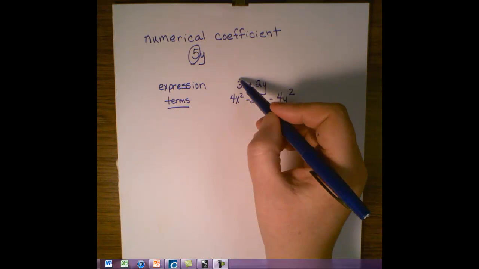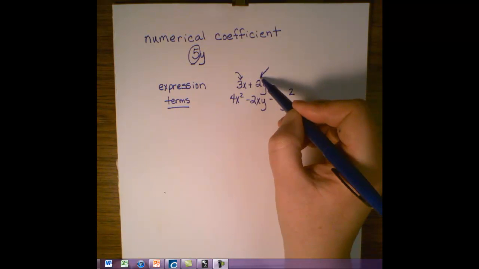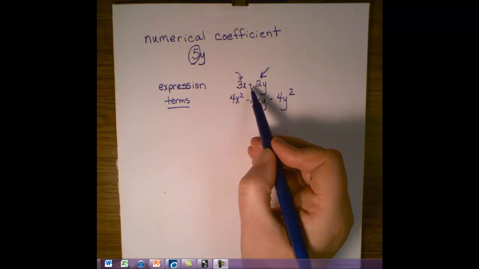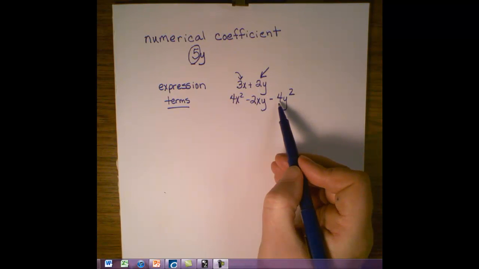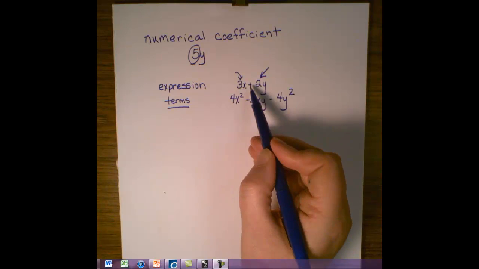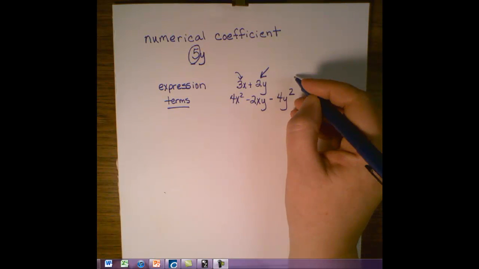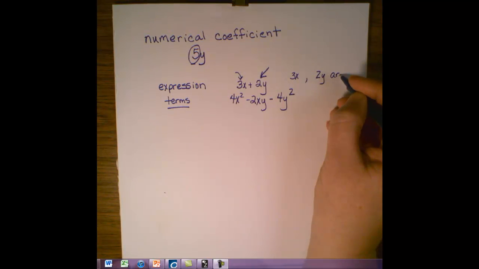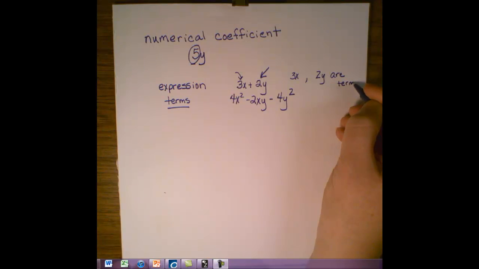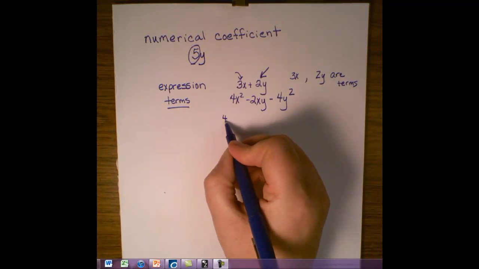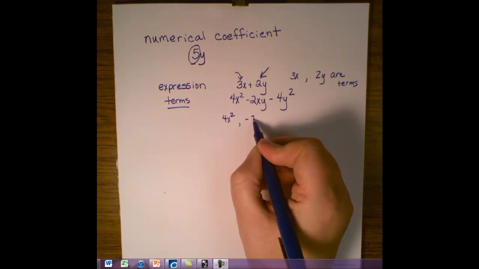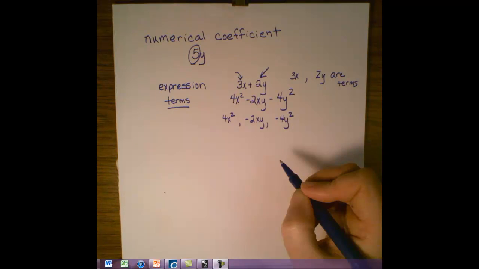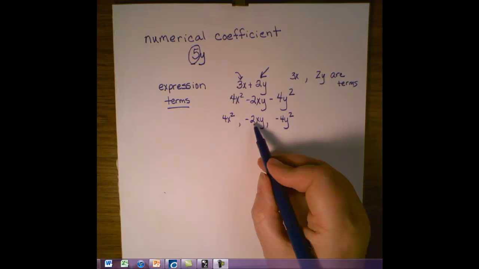The terms are the parts of the expression, the things that are separated by the plus signs or the minus signs. So this whole thing here is the expression, and 3x and 2y are the terms. For this one right here, 4x squared, negative 2xy, and negative 4y squared are the terms. Now notice the little trick here with the sign.